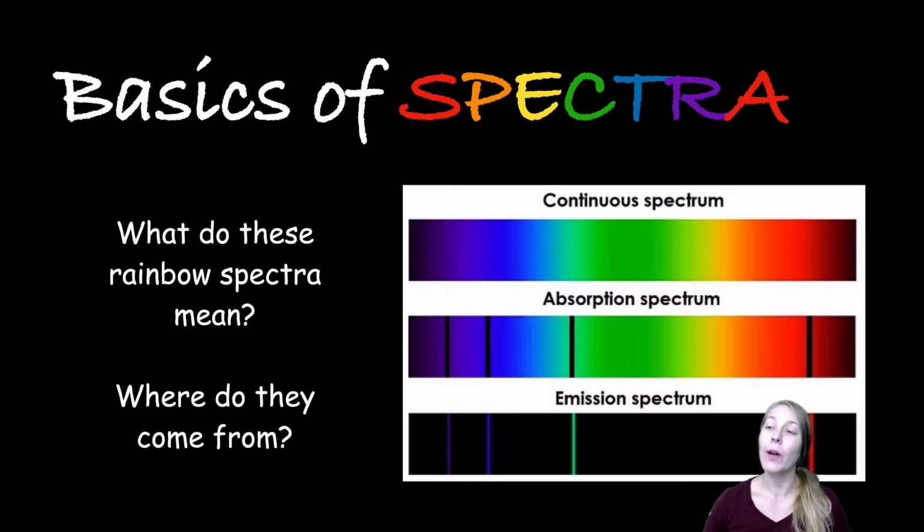I'm going to give you a quick intro into the basics of spectra that you're going to be using for the gizmo activity on evaluating star spectra. What I want to look at specifically is what the rainbow spectra mean and where they come from. How do we get these rainbow spectra?